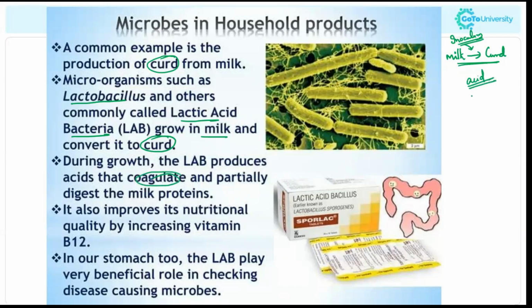So what is happening in case of curd? The coagulation of proteins is happening. The proteins get agglutinated, or we can say they get coagulated, aggregating the proteins present in the milk. And it also improves its nutritional quality by increasing vitamin B12. So in curd, we have more nutritional quality compared to milk. In milk you'll be lacking some nutrients, whereas in case of curd, you'll be having more nutrients.